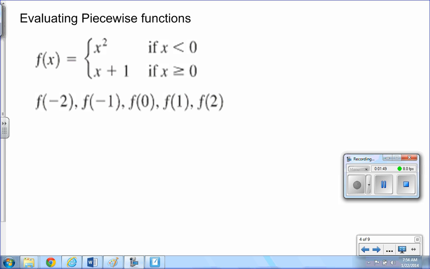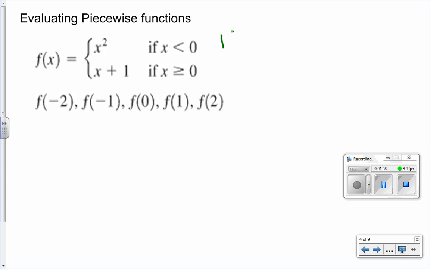All right, the main focus of this section is piecewise functions. So what we have here is a function that has two expressions, or two rules. We would say this is the first part and this is the second part. Since functions can only have one output per input, we're going to have to use only one of these for each input. So let's do the first one.